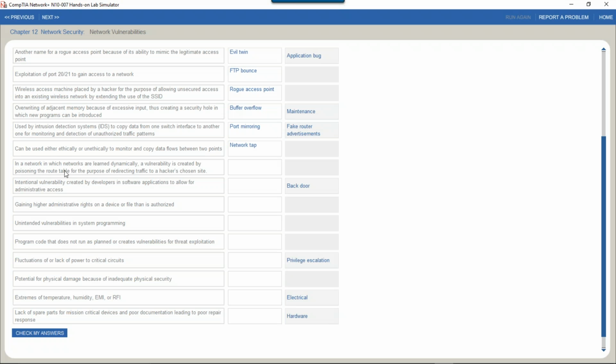Okay. Let me read this one again. In a network in which networks are learned dynamically, right? So that means it's not static, it's dynamic. A vulnerability is created by poisoning the route table for the purpose of redirecting traffic to a hacker's chosen site. Which one would this be?